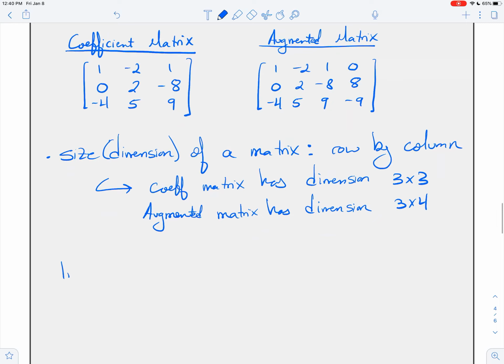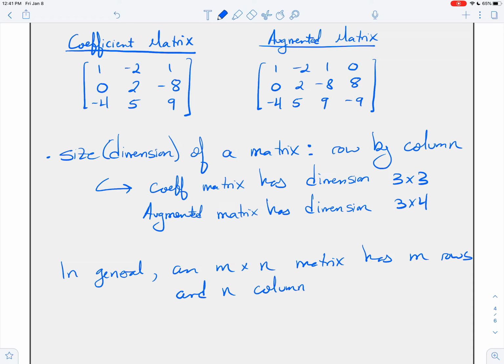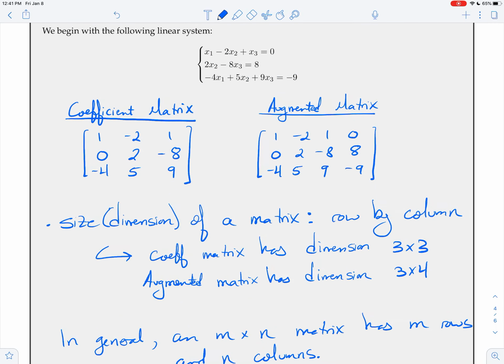And let's just note that in general, an M by N matrix has, it's row by column, so it has M rows and N columns. All right, very good. So that is a convenient way for us to write down a linear system in matrix form. We're typically going to focus on the augmented matrix. We're not going to look at just coefficient matrices so much because it leaves off a very key part of the system, but I want you to know what the coefficient matrix is.